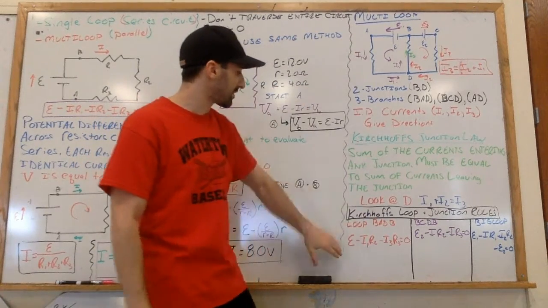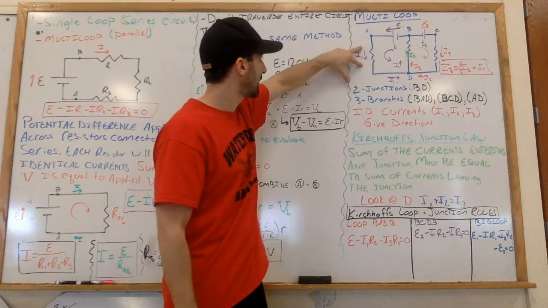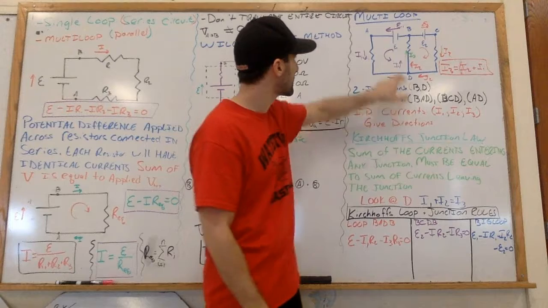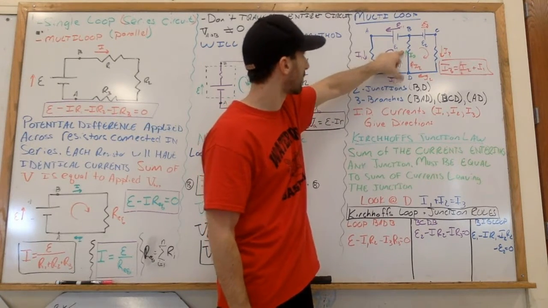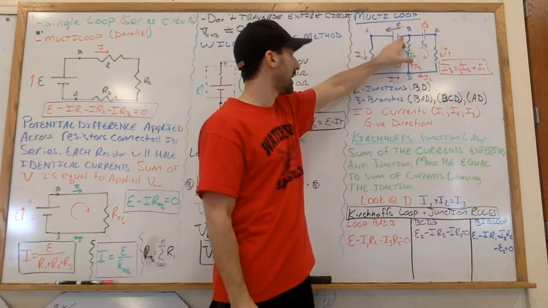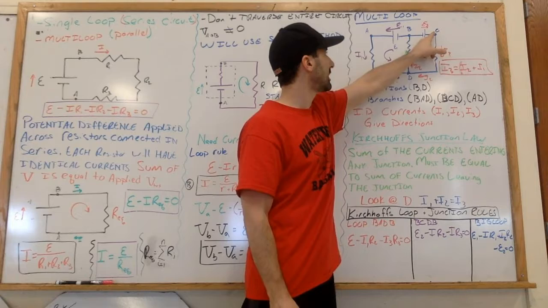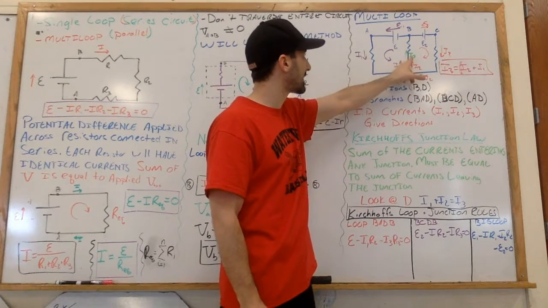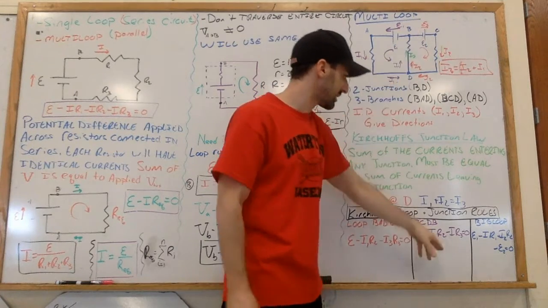So first I did the left loop, starting with E1 minus I1 R2, minus I3 R3 equals 0. Got back to there. Now the second loop, I would have the battery E1 minus I2 R2, come back around, minus I3 R2, equals 0.